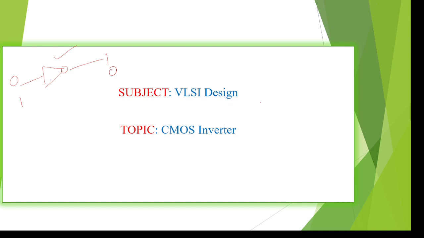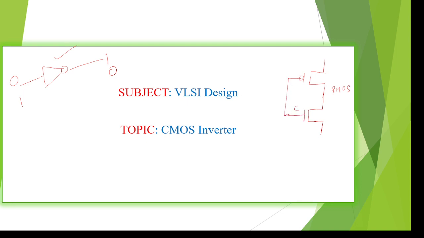Why is it CMOS? It means there are two complementary transistors they are using. One is NMOS, one is PMOS transistor. So that's the reason it is called complementary, one is the complement of the other. This is a PMOS transistor, and one more is an NMOS transistor they are using to design the inverter.